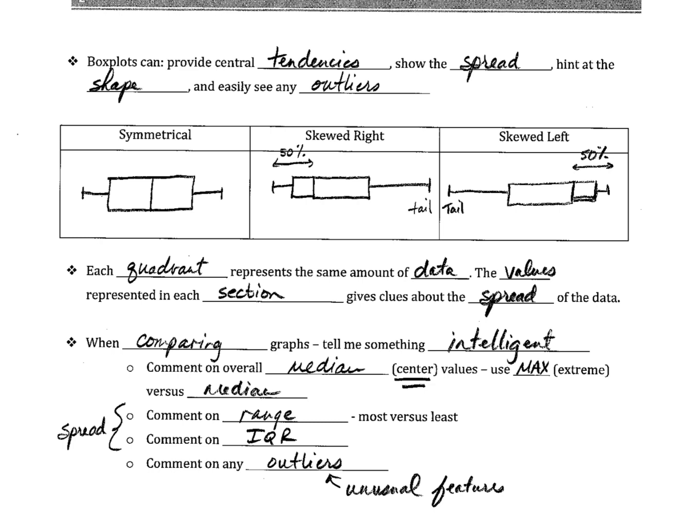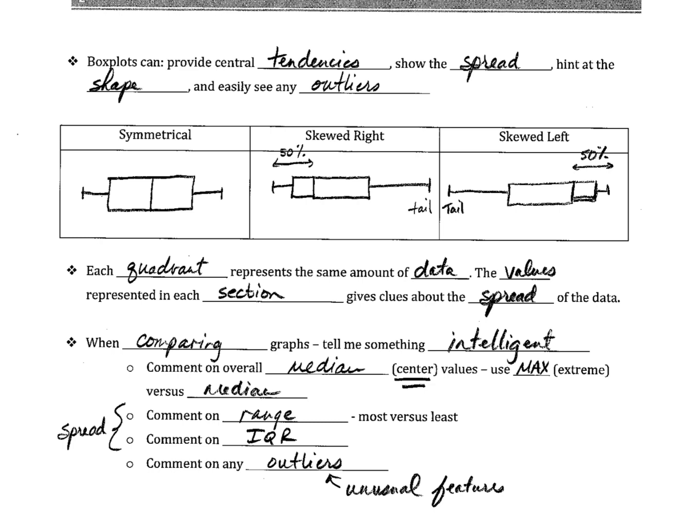Okay? Each quadrant represents the same amount of data. The values represented in each section give clues to the spread. So this is 25%, that's 25%, 25%, and 25%. So a total of 100.